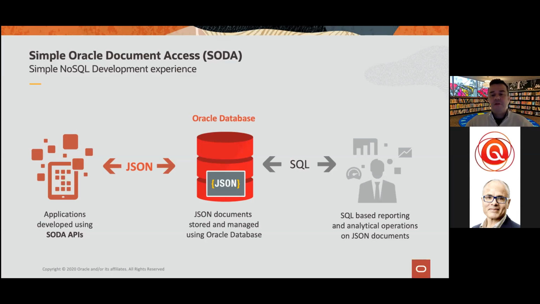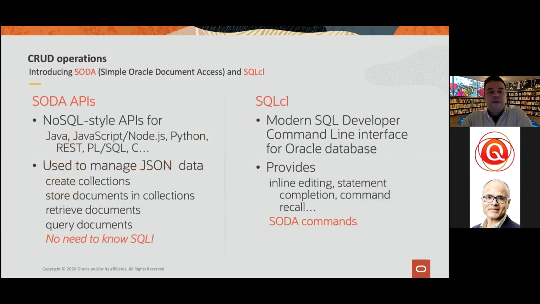Okay, so let's see how SODA API works. SODA API is a NoSQL style API, and it has been written for Java, JavaScript, Node.js in this case, Python, REST, C, and PL SQL. You can use SODA APIs to manage JSON data in collections inside your database in the same way you do with any other NoSQL databases APIs.